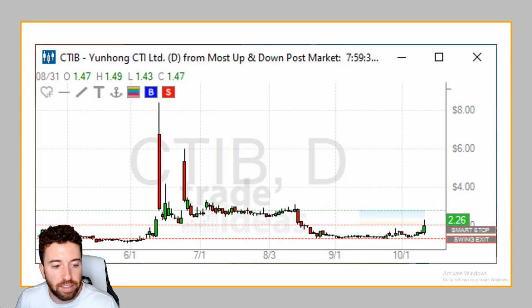And how do we see that CTIB is in a daily time frame? Well, we have a D right here. So we have the D, and the D right here is going to tell us that each one of these candles represents one day.